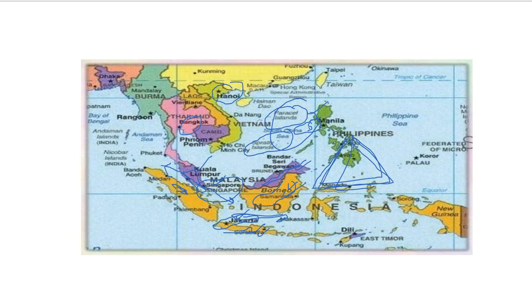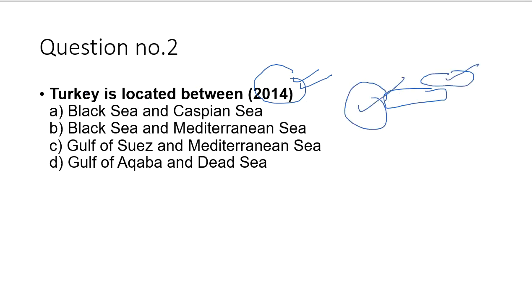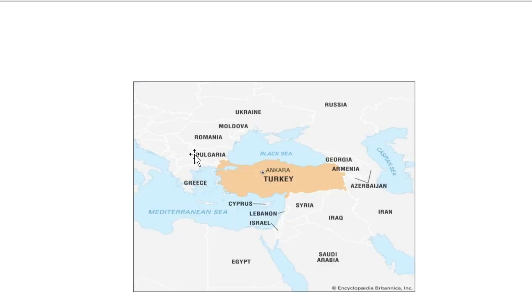It was a question on a map. Now let us see the next question, which is again on a map: the location of Turkey. This question was also asked in UPSC 2014. It has already come in the 2014 paper. This is the shape of Turkey, and at this location here is the Black Sea. I made a map for this also.